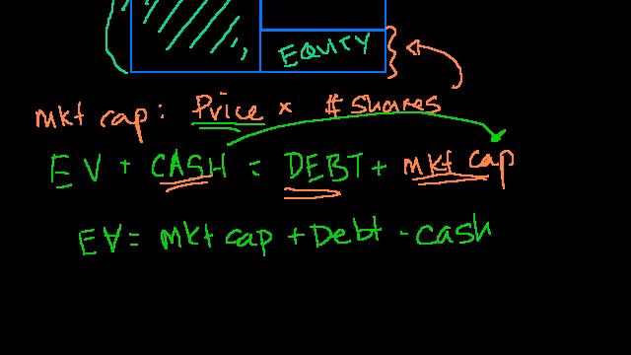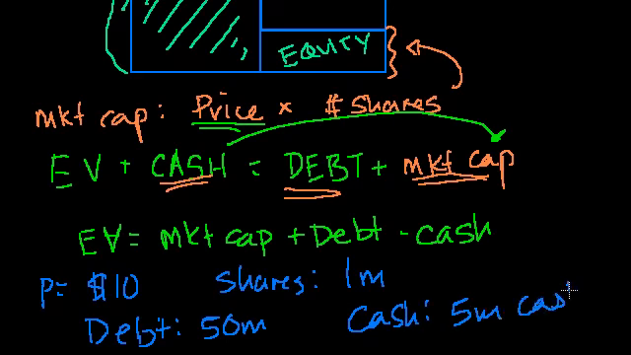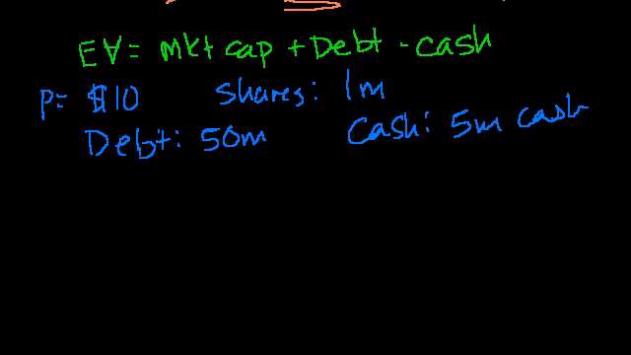So, for example, if I have a stock trading at a price of $10, and let's say there are 1 million shares, and the company has 50 million of debt, and 5 million of excess cash. What's its enterprise value? Well, you first figure out its market cap. Its market cap is $10 per share times 1 million shares. So that's 10 million. That's the market cap. You add the debt, so plus $50 million.